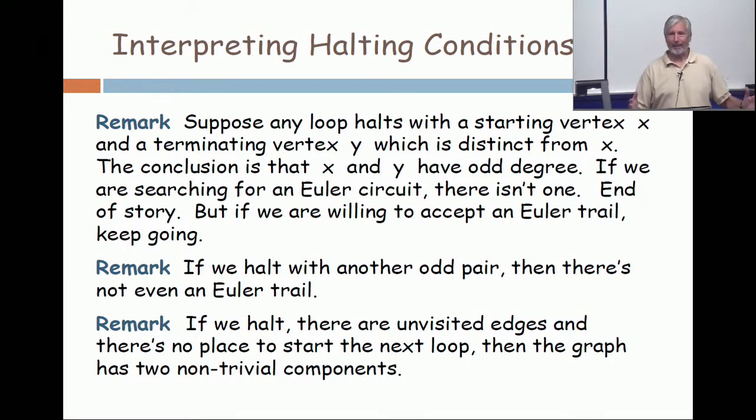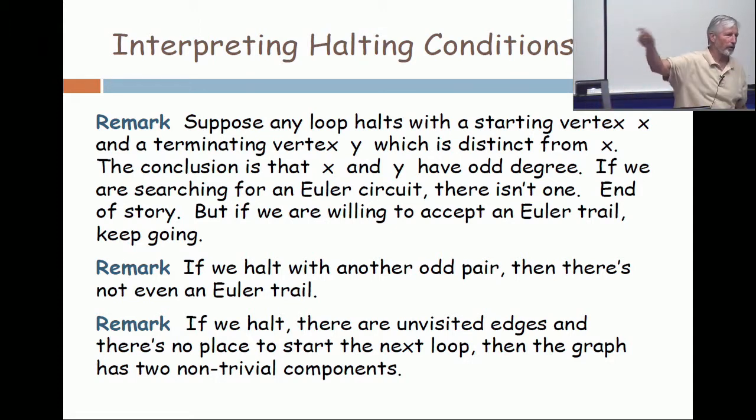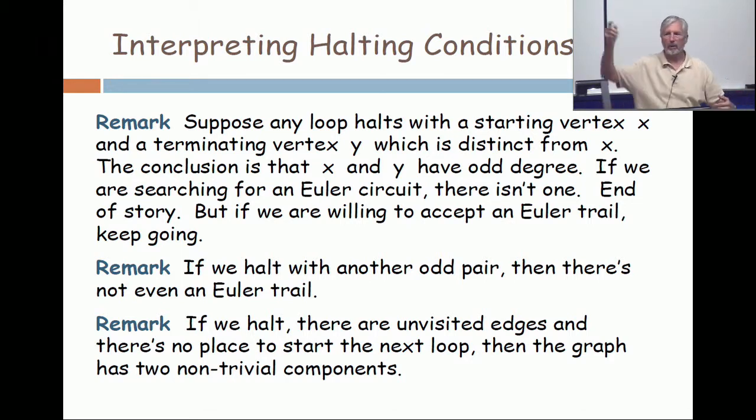Your graph is disconnected and you're walking around in a component with edges, and there's another component over there that's got edges in it, you will never get from here to there. So your algorithm will alert you to that by producing a partial sequence that halts, and you can't expand it, but there's edges that you haven't walked on. Then the graph is disconnected, and it has two or more non-trivial components, so it doesn't have either an Euler trail or an Euler circuit.